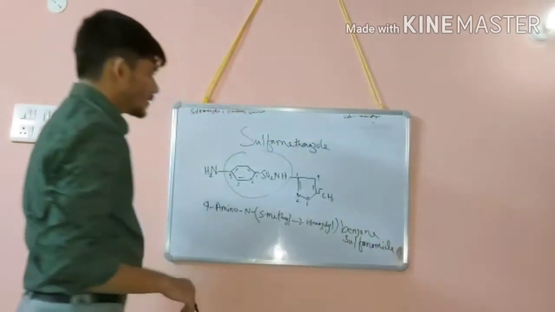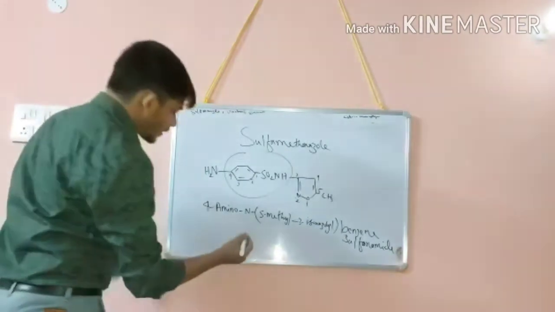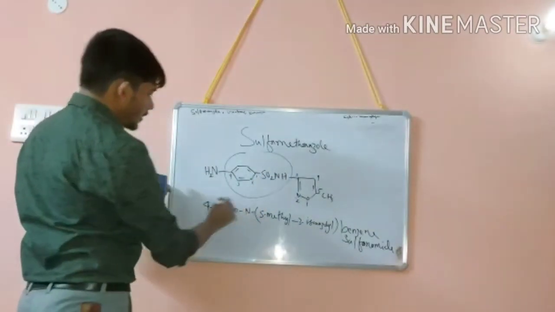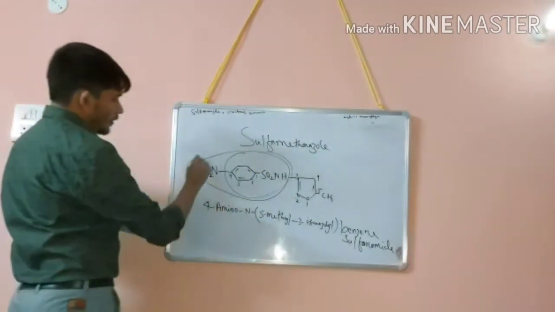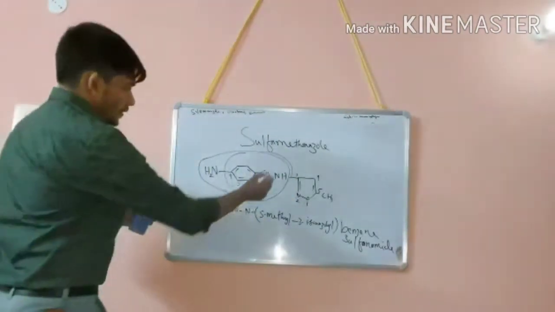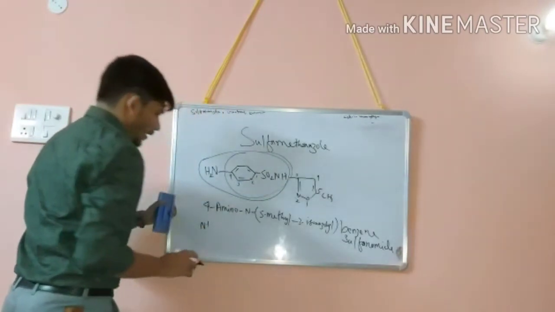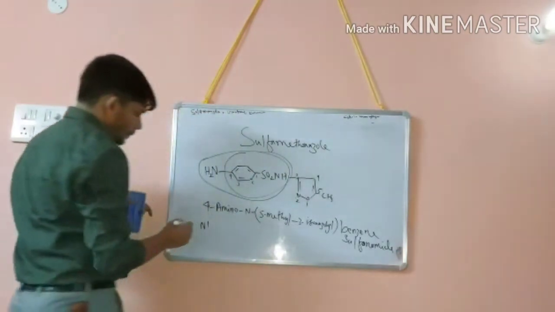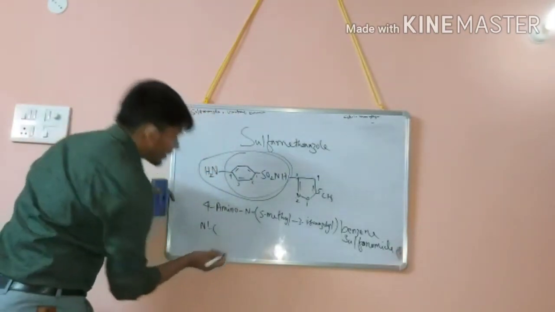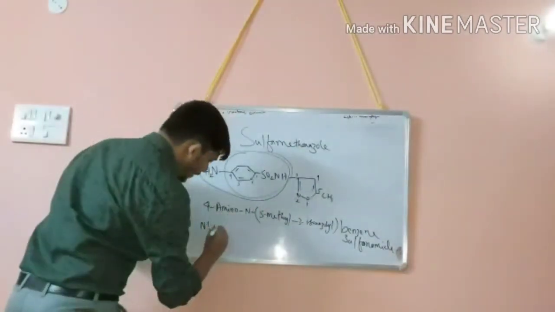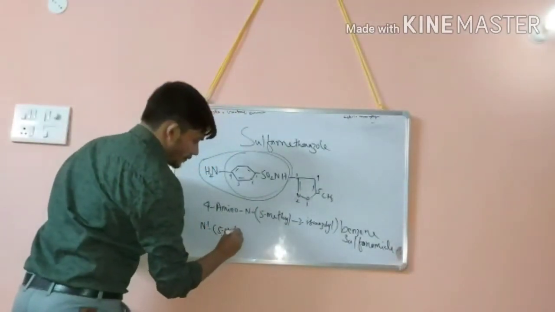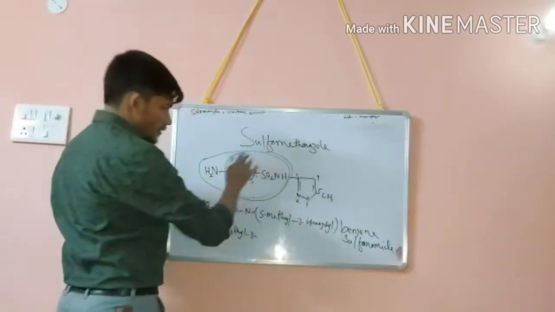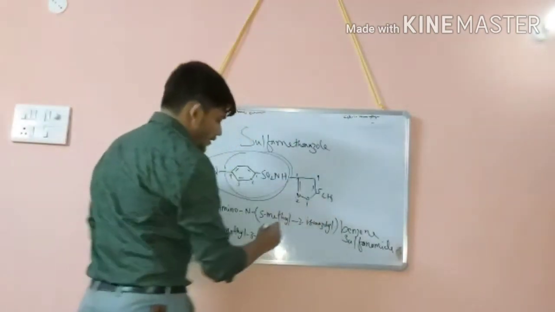This is one nomenclature. Another nomenclature we can write with this N. Starting from this nitrogen, we will end the structure with this whole sulfanilamide. So N1. Again I am repeatedly telling that this one is N1 and this one is N4. So what are there in the N1? 5-methyl. Then in the 3 position a group is attached. What is the structure? Isoxazole.